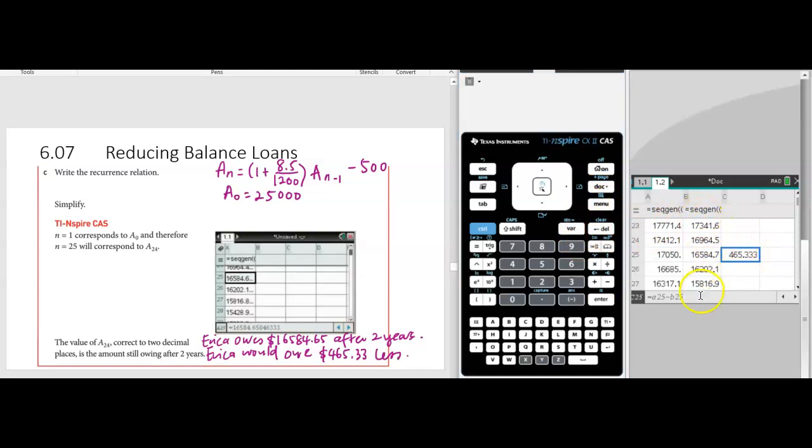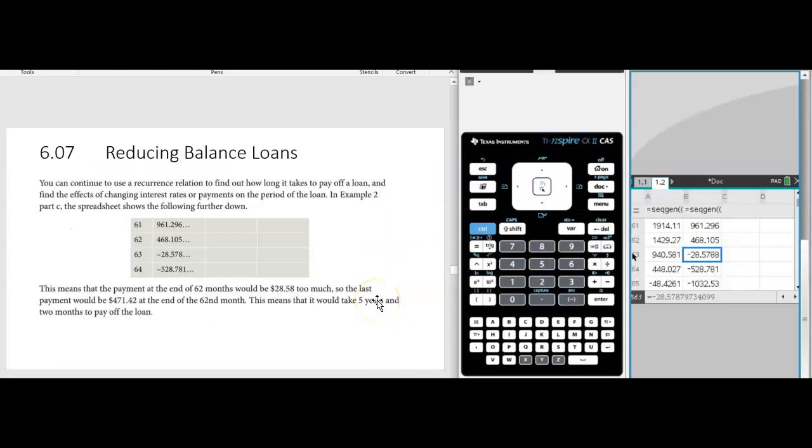How long will it take Erica to finish paying off the loan? If you look at the values in the calculator, it's reducing over time. So you scroll down until you see the value where she doesn't owe anything, that means 0. You see that 0 happens between the positive and the negative values here. So you stop at the row where you have the first negative value. What does negative 28.58 mean here? That means it's overpayment.